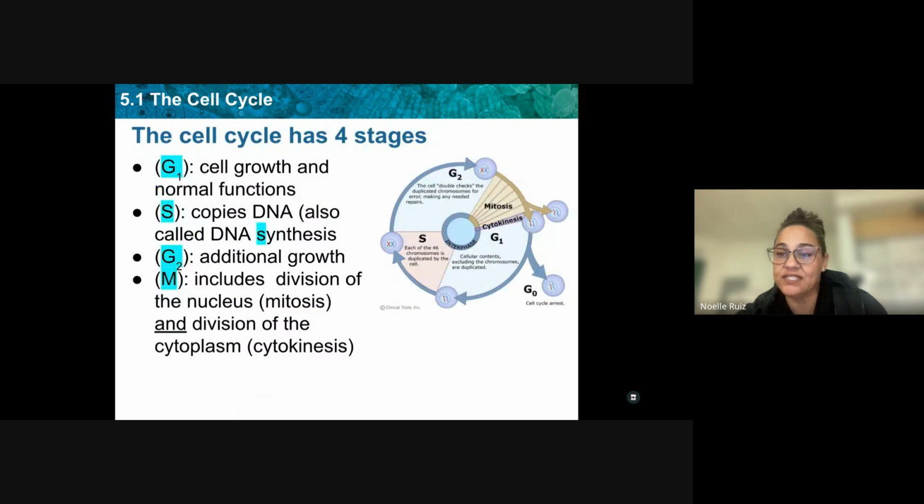So the cell cycle has 4 stages. G1, S, G2, and M. The G's stand for growth. So G1, the cell grows and just performs its normal functions, whatever that function may be. A skin cell has a different function than a stomach cell than a heart cell, but all cells go through this process. During the G1 stage, it does what it does.